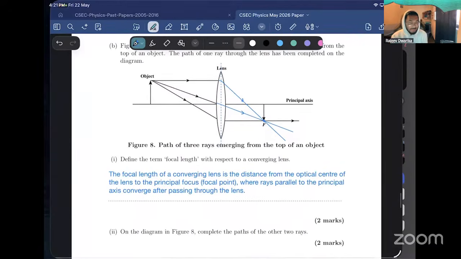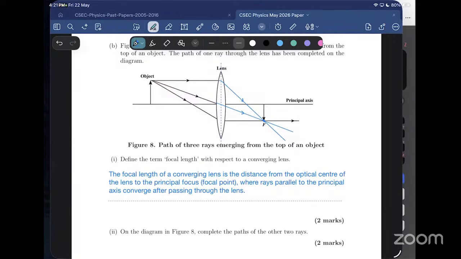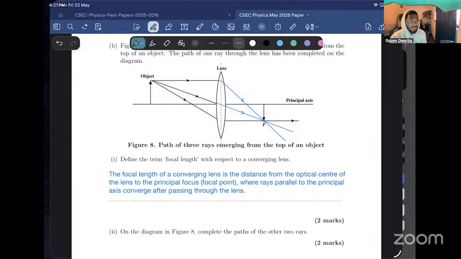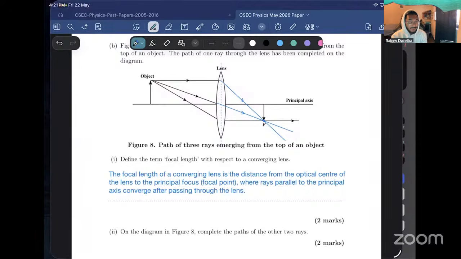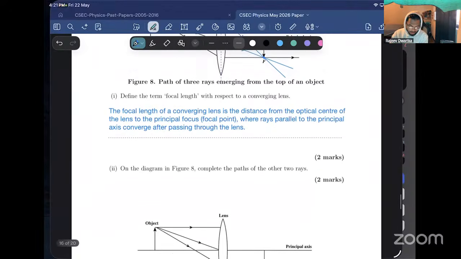Define the term focal length. The focal length of a convergent lens is the distance from the optical center of the lens to the point where rays parallel to the principal axis converge after passing through the lens. So you had to state that it was the distance from the optical center to the focal point, and then say it's the point where rays of light parallel to the principal axis converge to after passing through the lens. And that's one mark.